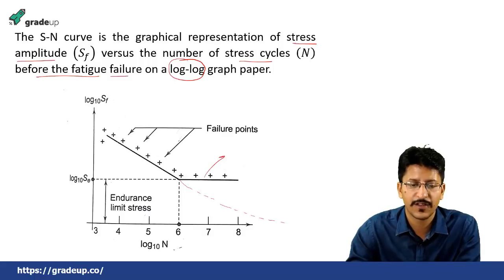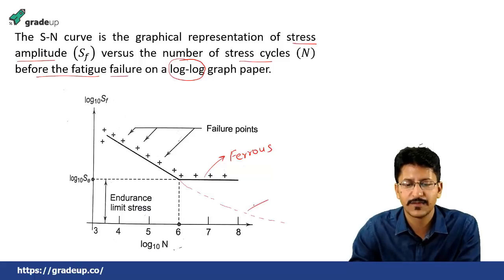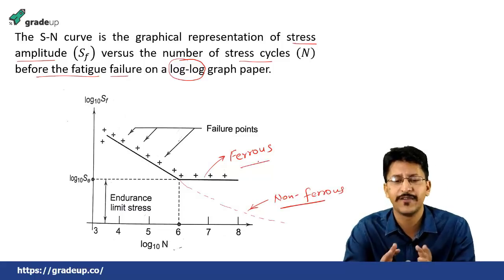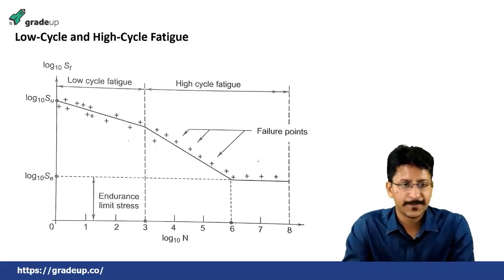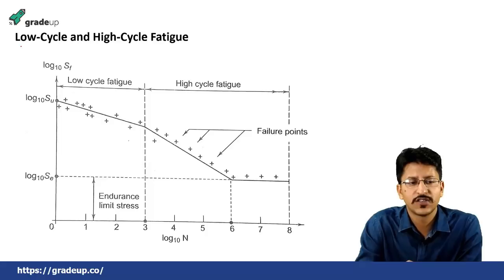This one is for the ferrous. This whole upper curve is for the ferrous and this bottom one is for the non-ferrous. But in the examination, if a question comes, it will be from the ferrous only. Next, there are two kinds of loading on this also. One is high cycle and one is low cycle fatigue.